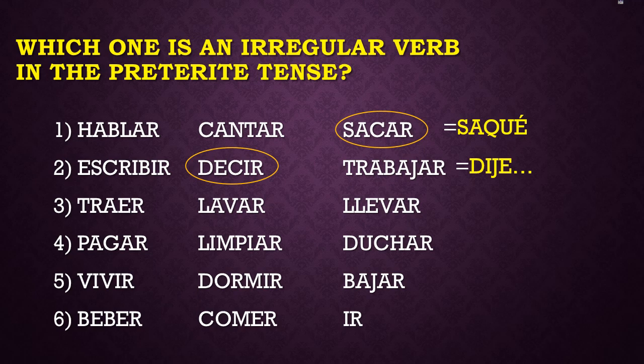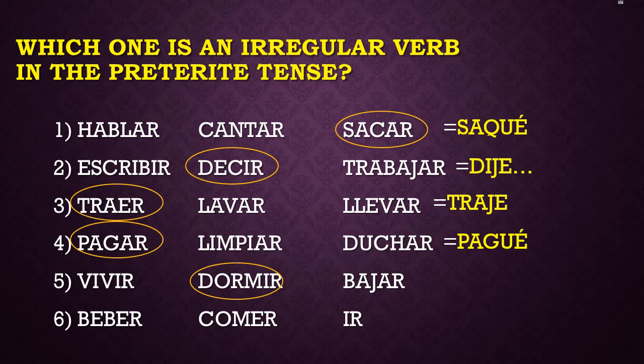Number 3, you should have picked traer, to bring. Why? Because it goes to traje. Number 4, you should have had pagar, because it goes to pagué, and it has a spelling change. Number 5, it's tricky. You should have dormir. It's only irregular in the third person and in the plural form. So you should have durmió and durmieron. It has a spelling change. And last but not least, you should have ir. Why? Because it goes to fui, fuiste, fue.